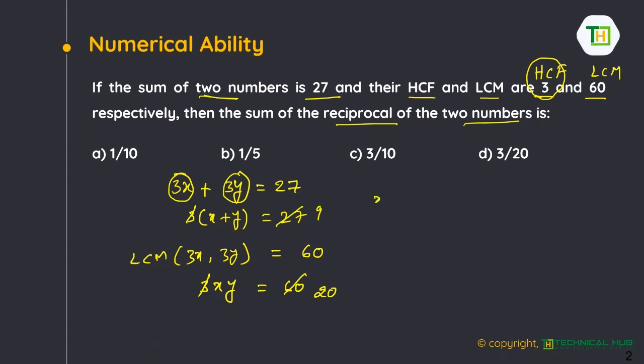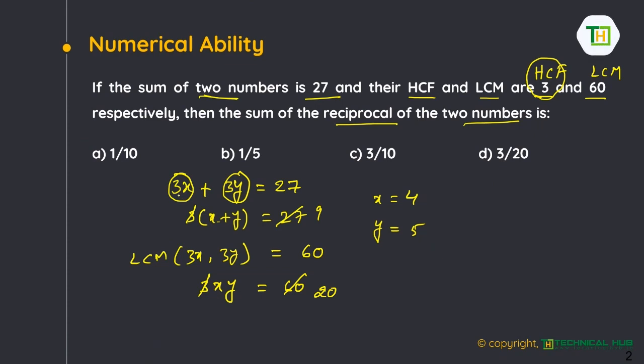Now, what are the possible values of x and y? Here the sum of the two numbers is 9 and their product is 20. The possible values are 4 and 5: 4 plus 5 is 9, and 4 into 5 is 20. This is the only possible case.